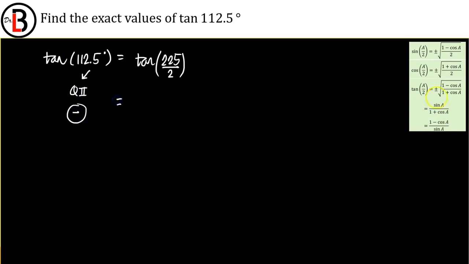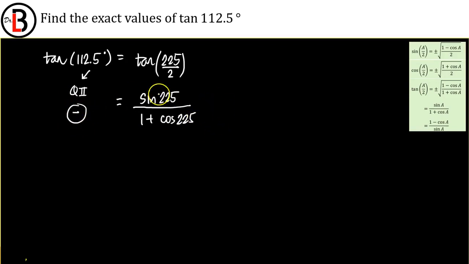For tangent, if you want, you can use the first formula, the second, or the third. But with me, I would prefer either the second or the third formula. Why? Because the first formula contains radicals, and sometimes radicals can be tricky. So for me, I would say sine of 225 all over 1 plus cosine of 225. Remember, the answer should be negative.